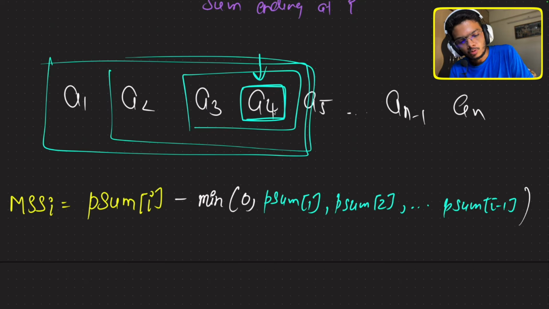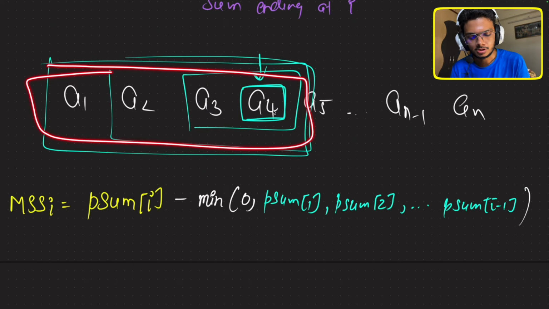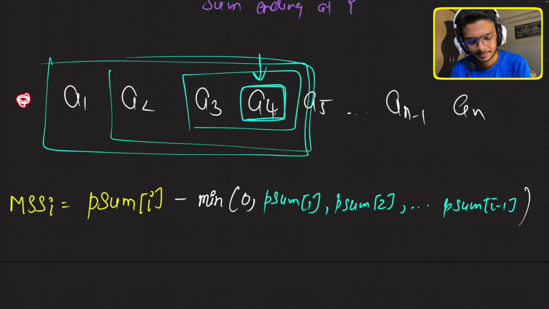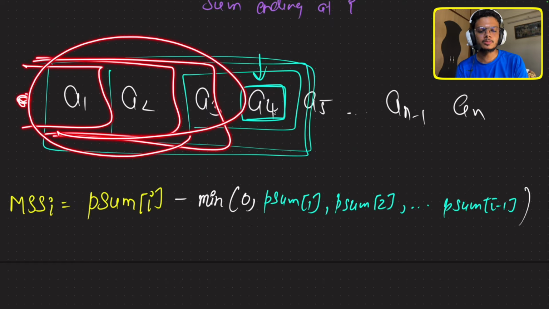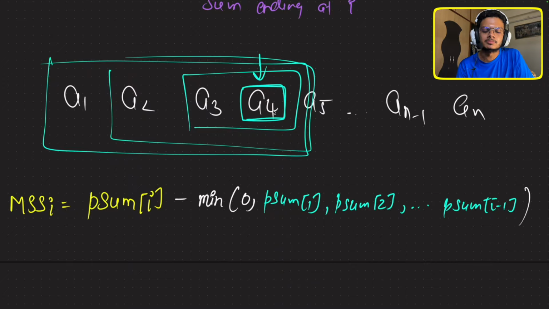Simple. You want to find the maximum subarray sum ending at index 4. So what you do is, from this part you either remove nothing, or you remove this part, or this part, or this part. Now which one are you going to remove? You want the maximum subarray sum, so you're going to remove the minimum of these.